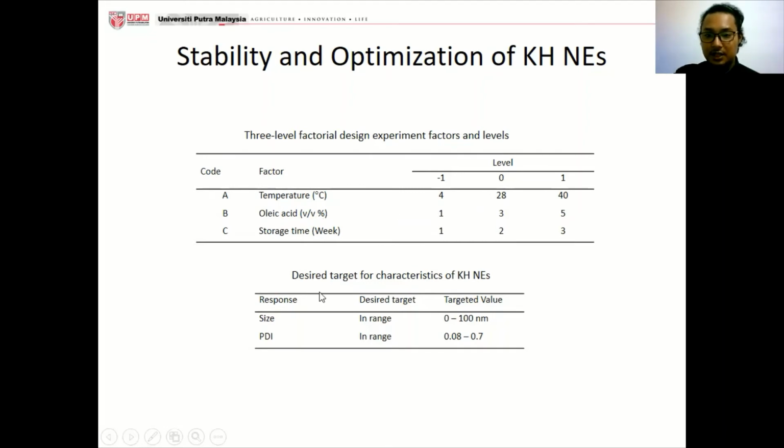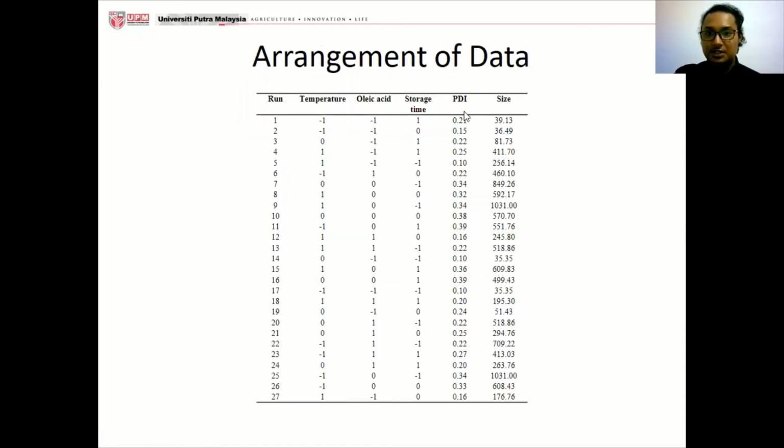So the desired target of my RSM is I am going to find out the size of the particle and the polydispersity index of the nanoemulsion. The targeted value for the size is 0 to 100 nanometer, while the PDI value is 0.08 to 0.7. This is just me showing the arrangement of my data to put in the RSM.